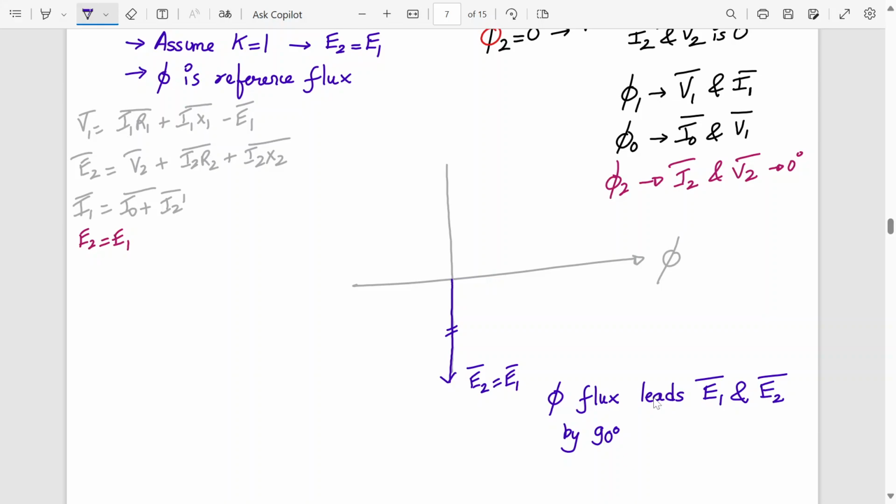Correct? Yes. Now, what do we do next? How do we proceed ahead?